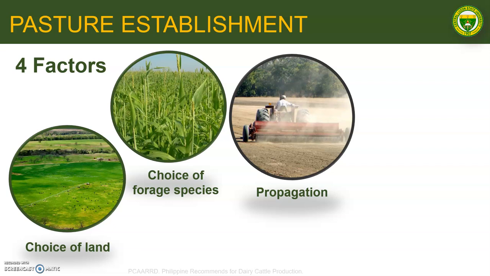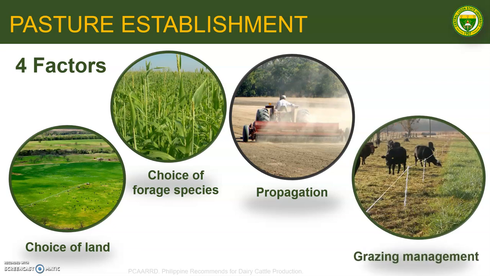Third is the pasture propagation. Planting should be done when the rainy season starts or when rains are regular. Planting materials may either be vegetative cuttings like stem cuttings or root stocks, and seeds. There is a recommended rate of 3 to 5 kilograms of pure live seed per hectare for small seed species and 6 to 10 kilograms for large species. Fertilization of the land must also be considered. And finally, before establishing the pasture, one must already know the grazing management to be employed.